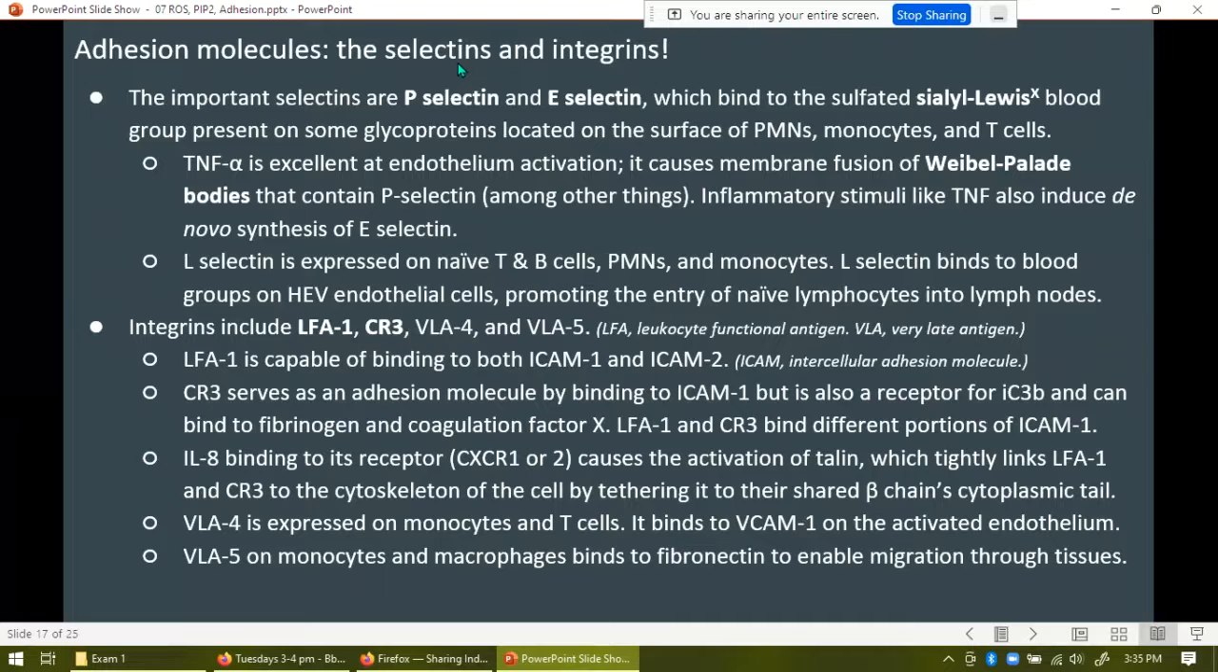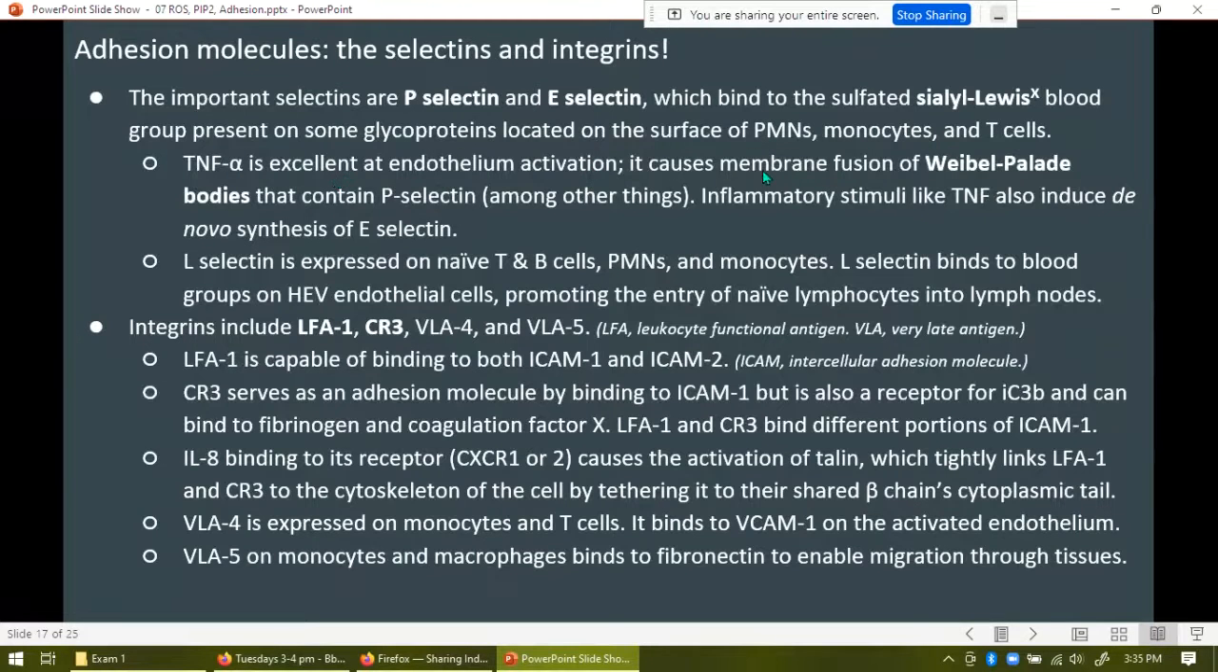You're going to want to know more detail than that, though. That's just the 3 families. The important selectins are P and E selectin, and they bind to the sulfated sialyl Lewis X blood group on neutrophils, monocytes, and T cells.